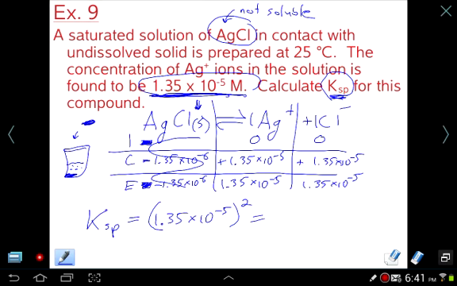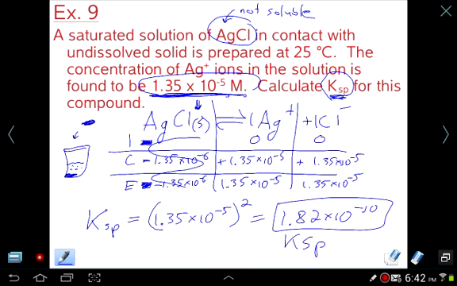And you should get 1.82 times 10 to the negative 10. And this is your KSP value of silver chloride. This is what you should find in the back of the book or in similar reference volumes. So now the KSP indirectly gives us the solubility of silver chloride. It gives us it in terms of equilibrium.